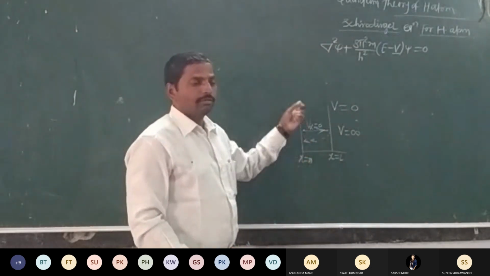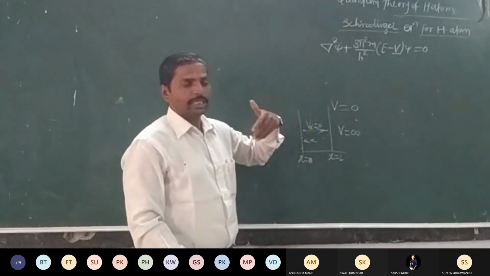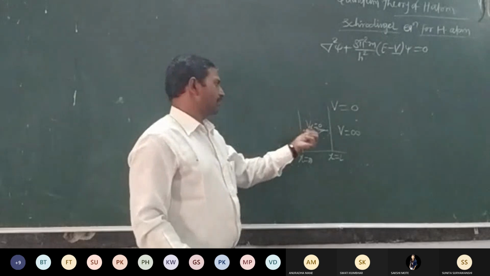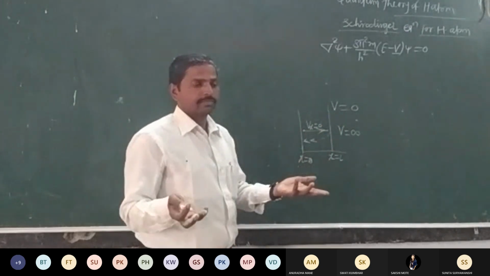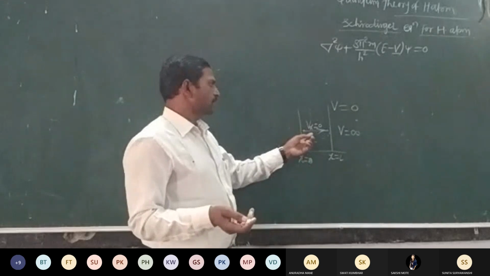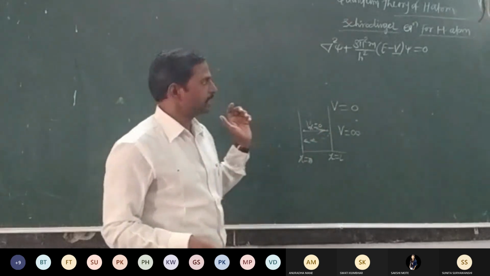Along the x-axis, the potential energy is 0. It means that there is no other motion of that particle along the y or z axis, right? So Vx is equal to 0 inside the box. But what do we have to consider here?